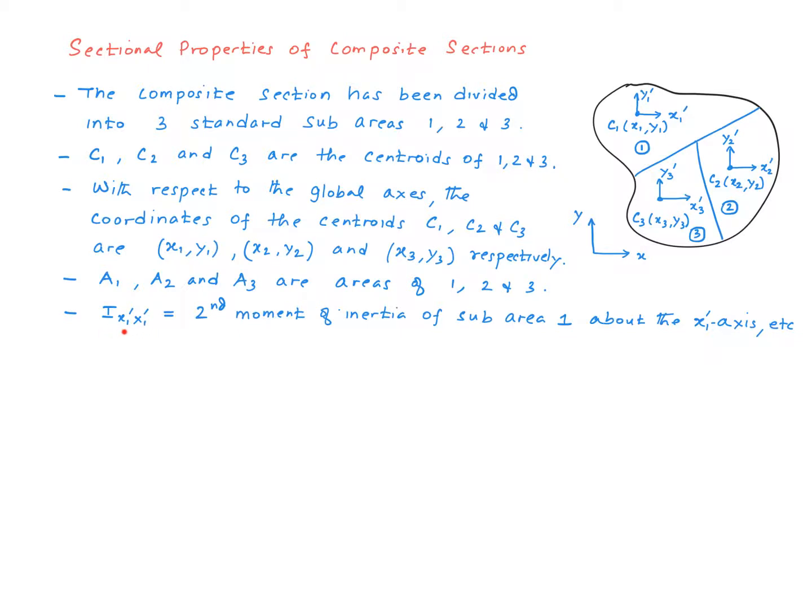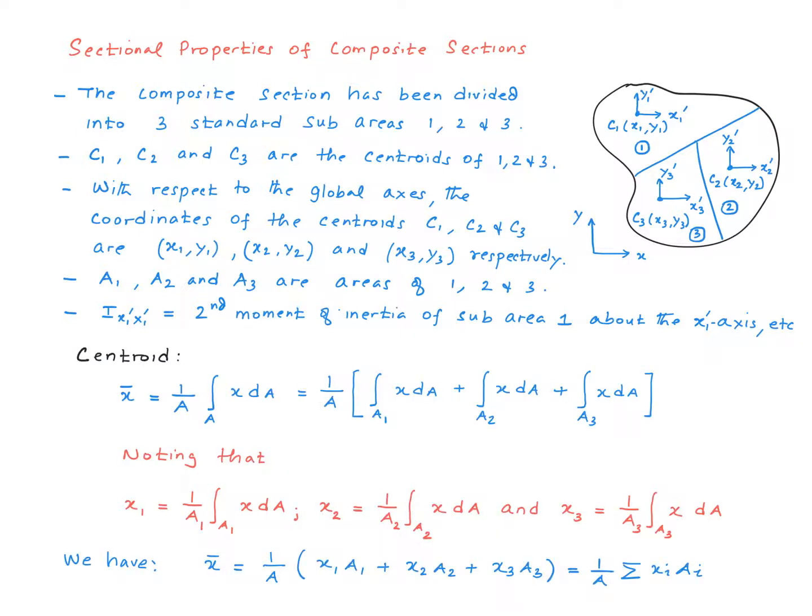Ix1'x1' is the second moment of inertia of this sub-area about this axis x1', and so on. Alright, so there are 6 of them here. In other words, we know the second moments of inertia of these sub-areas about these local axes x1', y1', x2', y2', x3', and y3'. First, let's see how we find the centroid of this composite section.